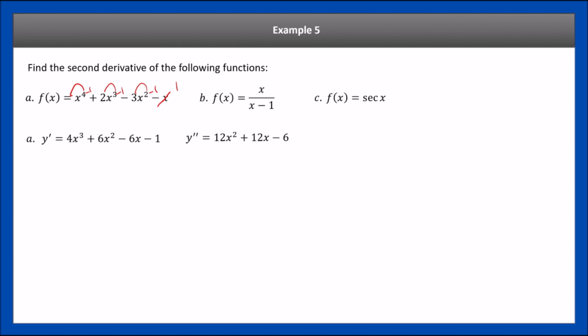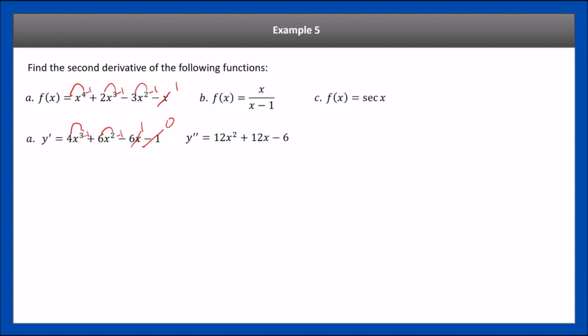All right, and then we take the second derivative of that, so we use another power rule. Bring the power down, subtract 1, of course. And remember, the derivative of a constant is 0. The derivative of x is 1, so that just becomes 6. And then we get 12x squared plus 12x minus 6. So just use the power rule twice.